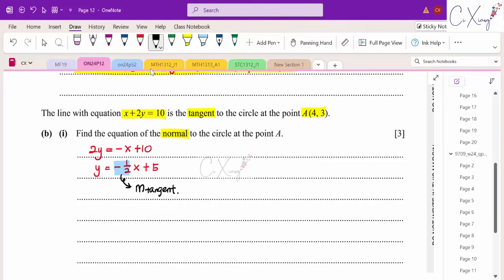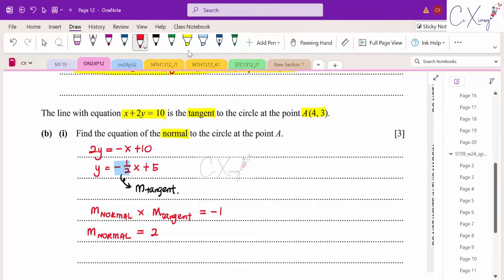Because they said this is the line, it is a tangent to the circle, so the negative half will be the gradient of tangent. Alright, so we learned previously one formula where if you take the gradient of normal, multiply with the gradient of tangent, it will be equal to negative 1 because they are perpendicular to each other. So from here, very easily, I will get the gradient of the normal. So the gradient of the normal will be negative 1 divided by negative half, and by right you have a 2.